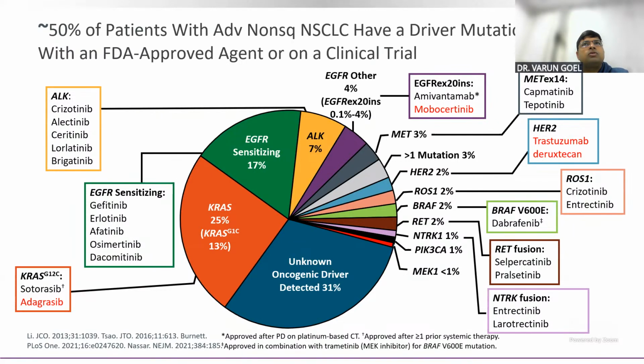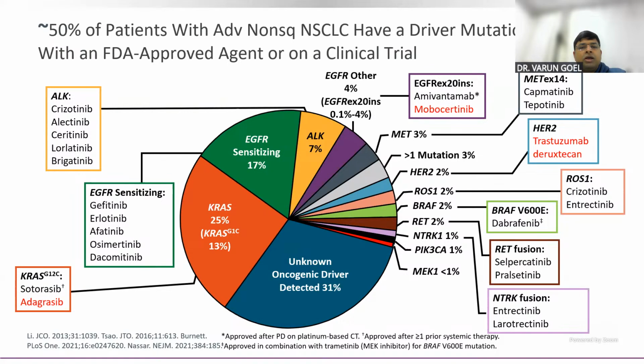If we look at the evolution, conventionally lung cancer patients were treated according to histopathology, but then it was found that there are driver mutations like EGFR and ALK, and later a whole lot of different driver mutations were identified, especially in non-small cell lung cancers. 50% of patients with advanced non-squamous NSCLC have one of these driver mutations, which are targetable with an FDA approved agent, or there may be ongoing trials regarding these mutations and treatment.